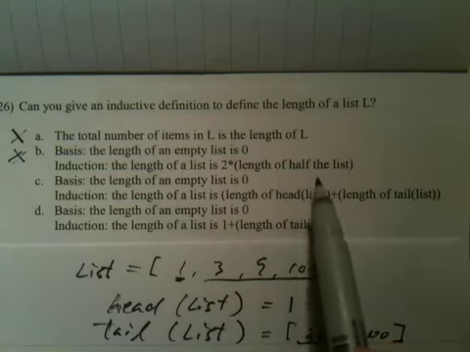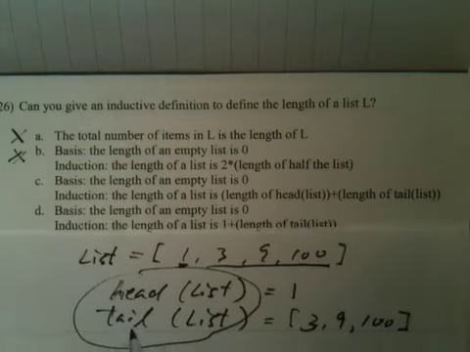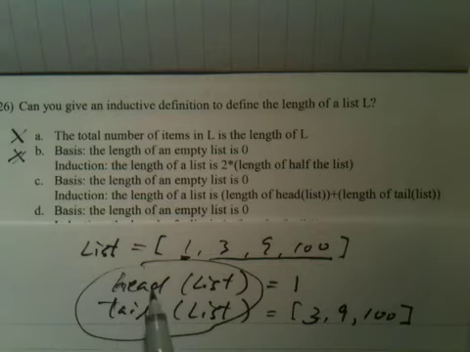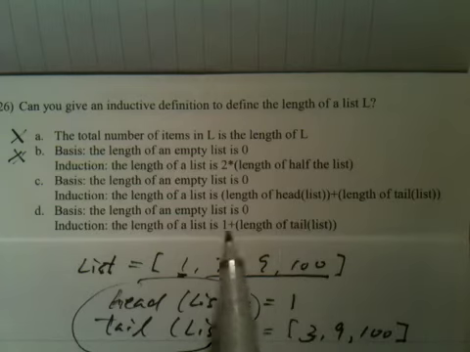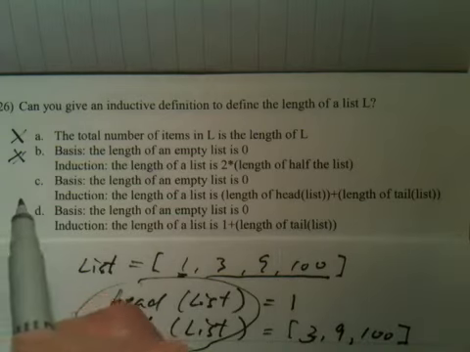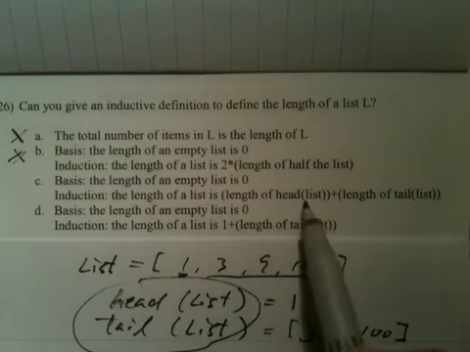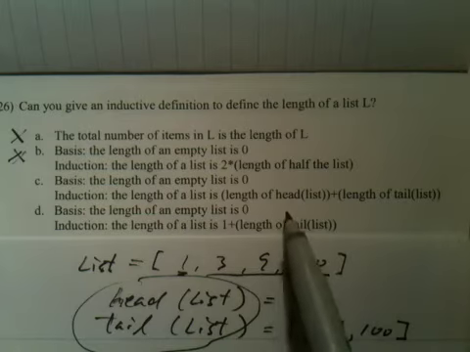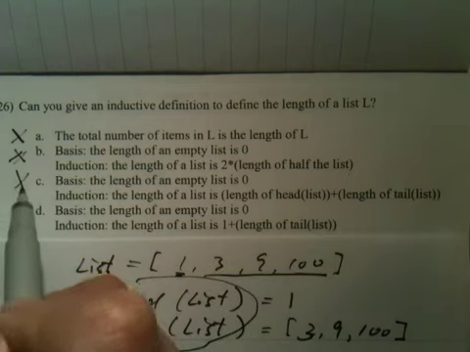We don't know what a half list is, because all we have is the way to manipulate a list: taking the head of the list or the tail of the list. So we can't do the half. Let's have a look at the third one. It says for induction, the length of a list is the length of head plus the length of tail. It sounds like it makes sense, but it's also incorrect. It's almost right.